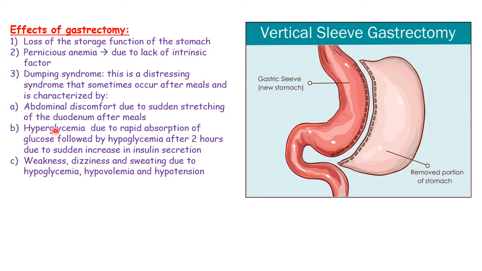Secondary hyperglycemia: passage of the food directly and rapid absorption of glucose, followed by hypoglycemia. The rapid absorption of glucose from the duodenum will produce an increase in the insulin, and this insulin will produce lowering of the blood glucose. So we have hyperglycemia followed by hypoglycemia.